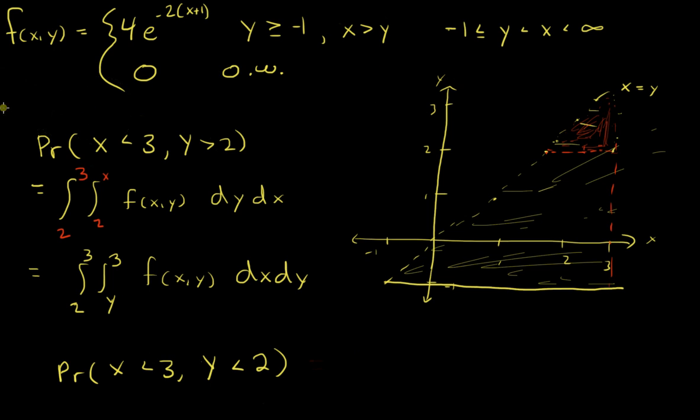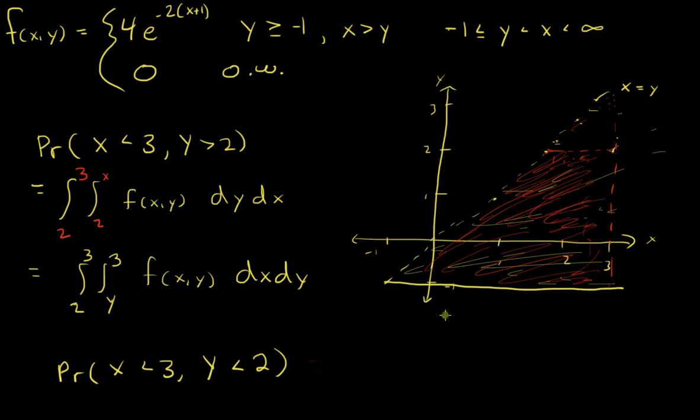So this next one, it's very similar. I still have x being less than 3, so still over here. But now what's changed is y has to be less than 2. So that means my area now is changed to this area down here.